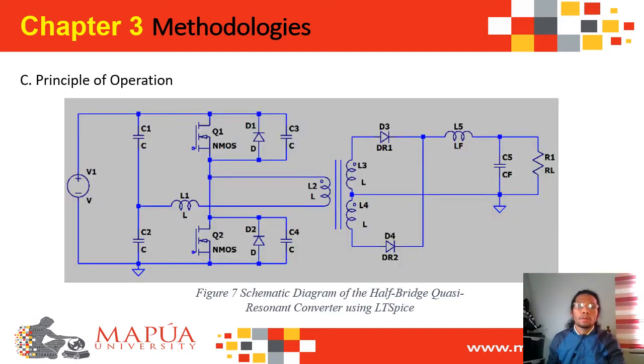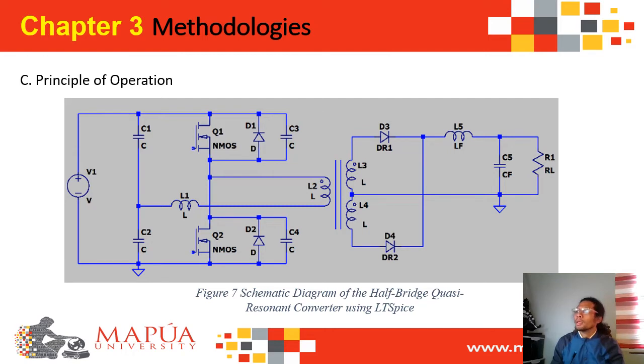This is the principle of operation of the quasi-resonant half-bridge converter using the ZVS technique. You can see in figure 7 the schematic diagram of the half-bridge quasi-resonant converter using LTspice. The circuit diagram is shown where the resonant C1 and C2 is equal to C3 and C4 and C5. C1 and C2 represent the output capacitance of the MOSFET switches, whereas D1 and D2 represent the body diodes of the switches, and L is the total resonant inductance. It consists of the transformer leakage inductance and external inductance, which can be added to increase the total value of L.